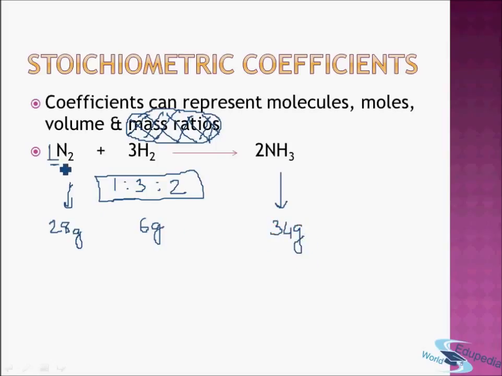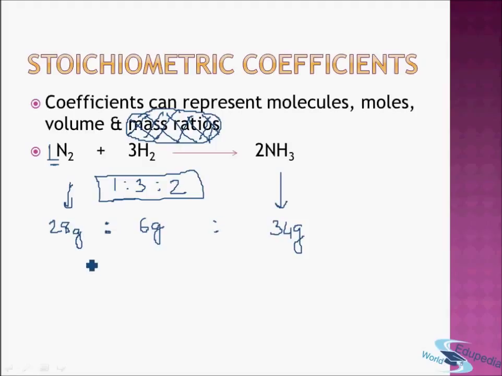So using stoichiometric coefficients, I can calculate the mass ratio in which the reactants will react and in which the product will be formed. So nitrogen and hydrogen during formation of ammonia, this is valid only for this specific reaction. Nitrogen and hydrogen might react in some other ratios, but the product formed will be different. Okay, but whenever they try to form ammonia, the mole ratio will be 1:3 and the mass ratio will be 28 gram is to 6 gram is to 34 gram.